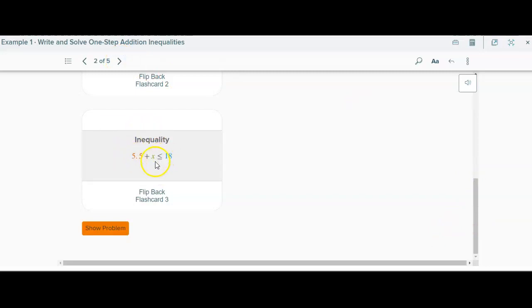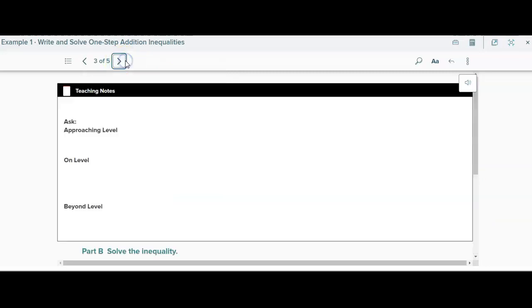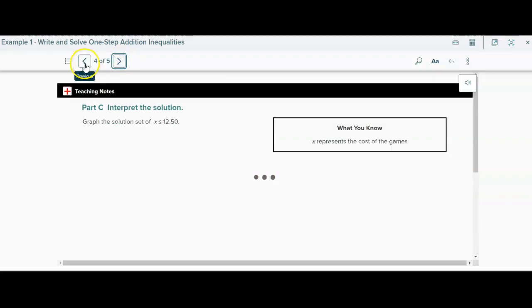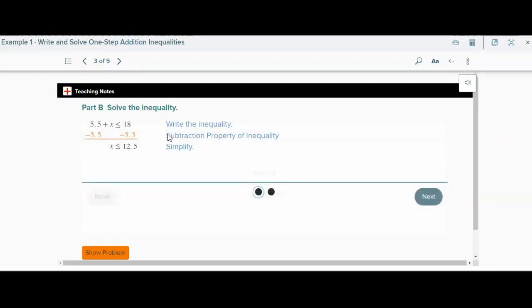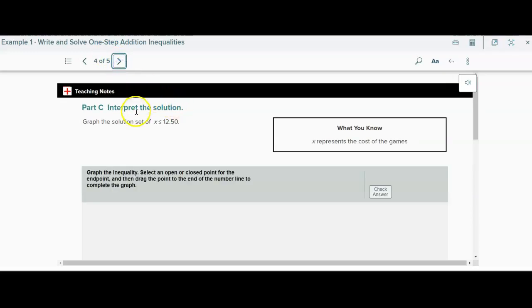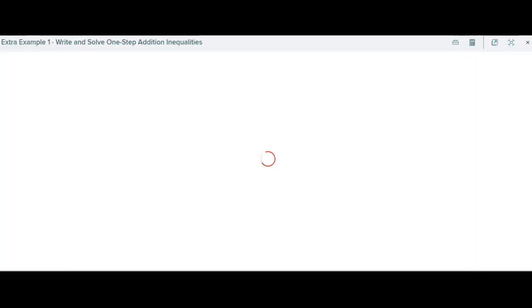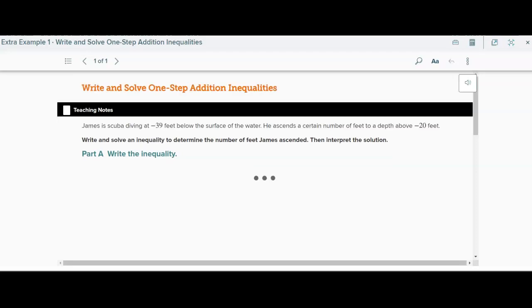So again, the hardest part is figuring out what symbol we put there. But then solving it, same as the other day, subtract 5.5, he can spend less than or equal to $12.50, so up to $12.50 on games, and then be able to tell what that represents. It represents the cost of the game, so he could spend at most $12.50 playing his video games. Let's look at another example of writing. We're just going to spend our time writing because we've done the solving part already.